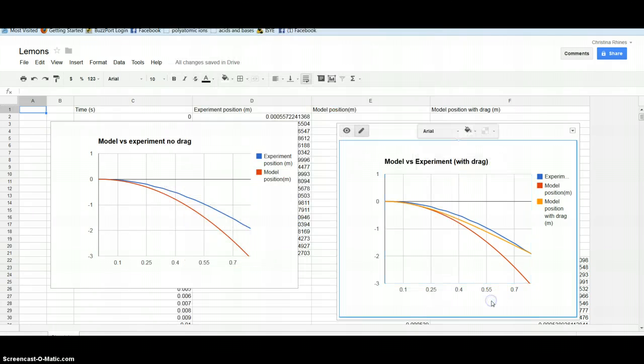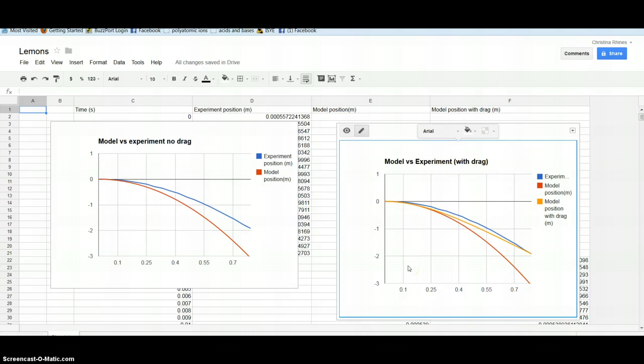We put it into the Google Doc and created a new graph. Here you can see that the model position with the drag is much more accurate compared to the experiment positions. It shows that the lemon had larger drag force than some other object. In this model, we can see that the experiment and the model position, including the drag, start at the same point and end towards the same point. There is just some discrepancy in the middle.